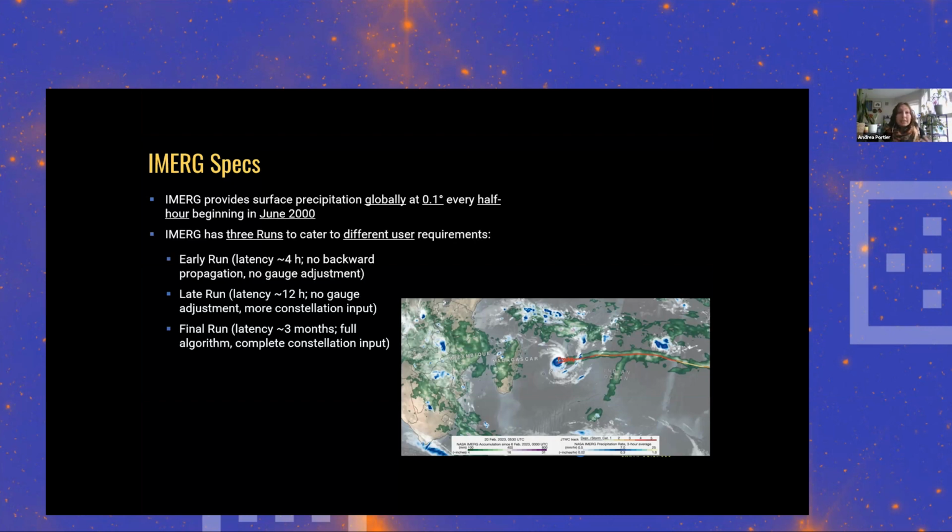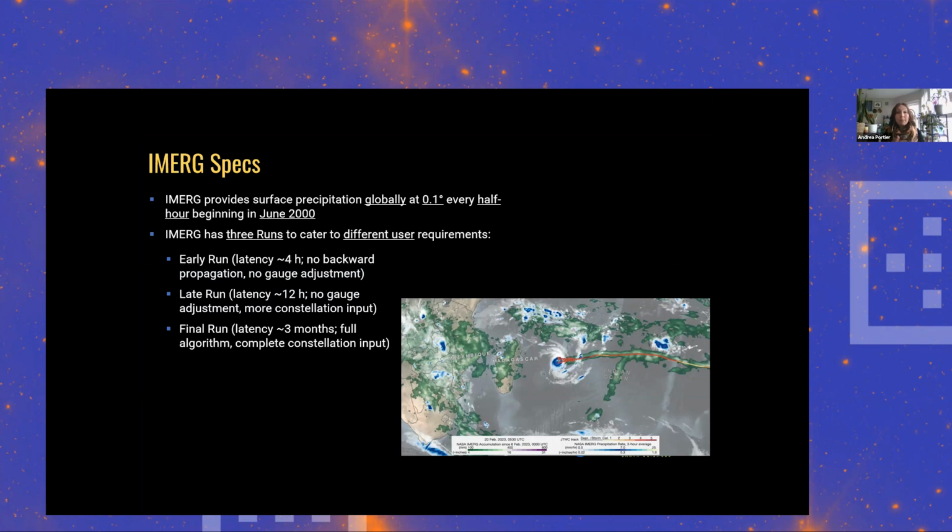IMERG has 3 different latencies, so different products. And latencies means the time this data is available after observations. So the IMERG early run product is available 4 hours after observations. Essentially, it's quick precipitation estimates. It doesn't have any gauge adjustments, and there's no backward propagation. So this is quick data that can be used. And then we have the IMERG late product that has a latency of about 12 hours, so it's available at that time frame. Again, it has no gauge adjustment, but it has more input from the constellation, so it's slightly more accurate than the early run.